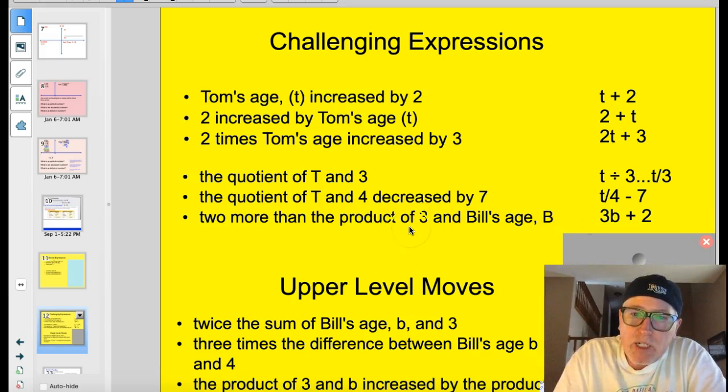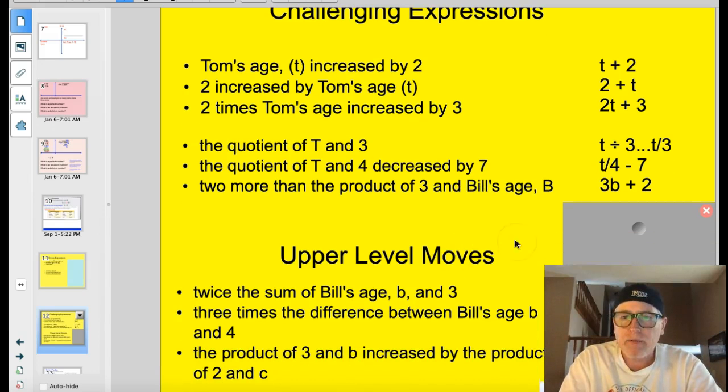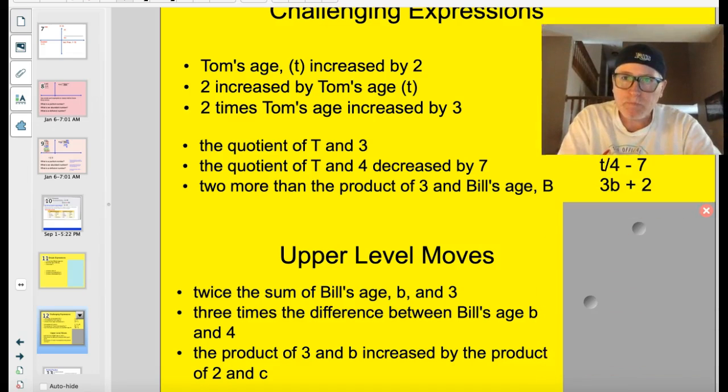2 more than the product of 3 and Bill's age B. So here's Bill's age B, and 3 times that, and it's increased by 2. This is a bizarre one. All right, upper level moves. Let me get out of the way to make room for them.